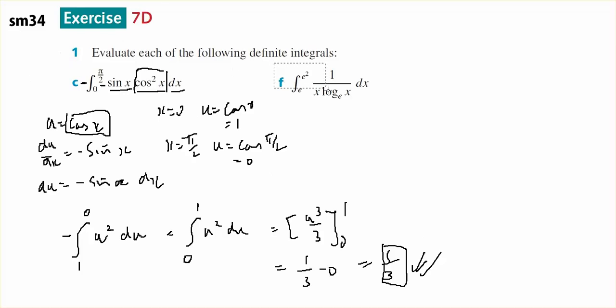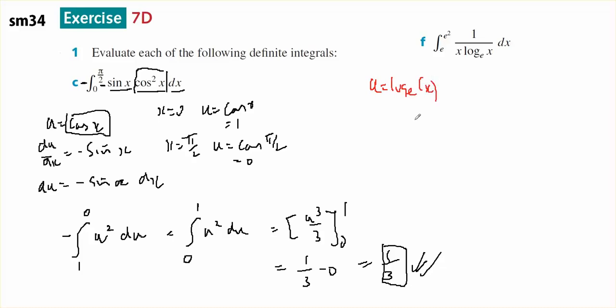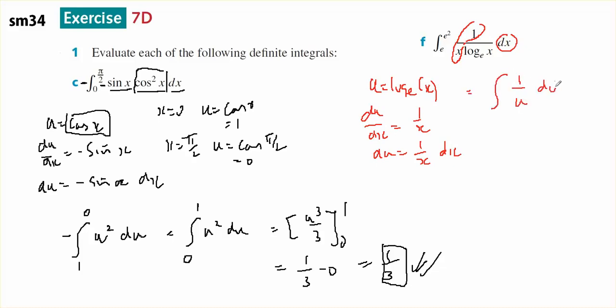Looking at 1F, if I was to make u equal to log e of x, then du dx is equal to 1 on x, so du equals 1 on x dx. And I've actually got 1 on x and dx. So that's going to equal the integral of 1 on u du.